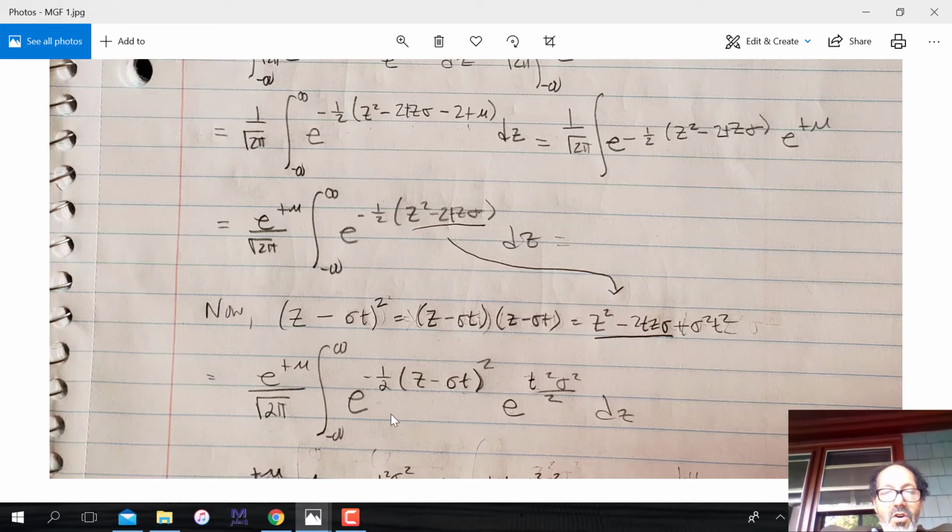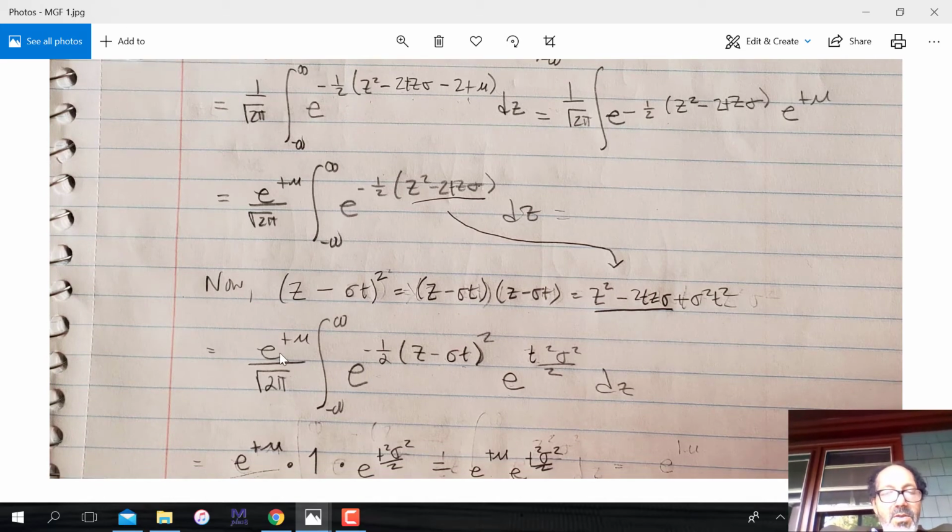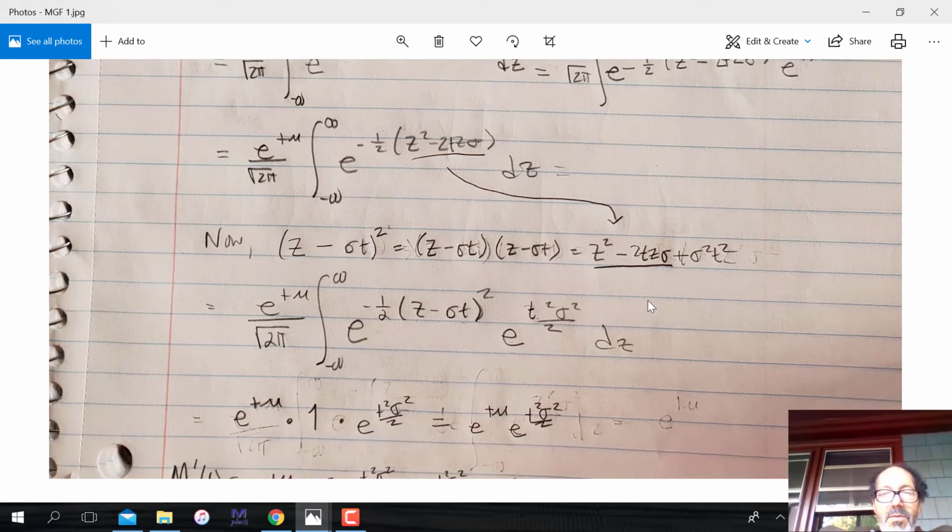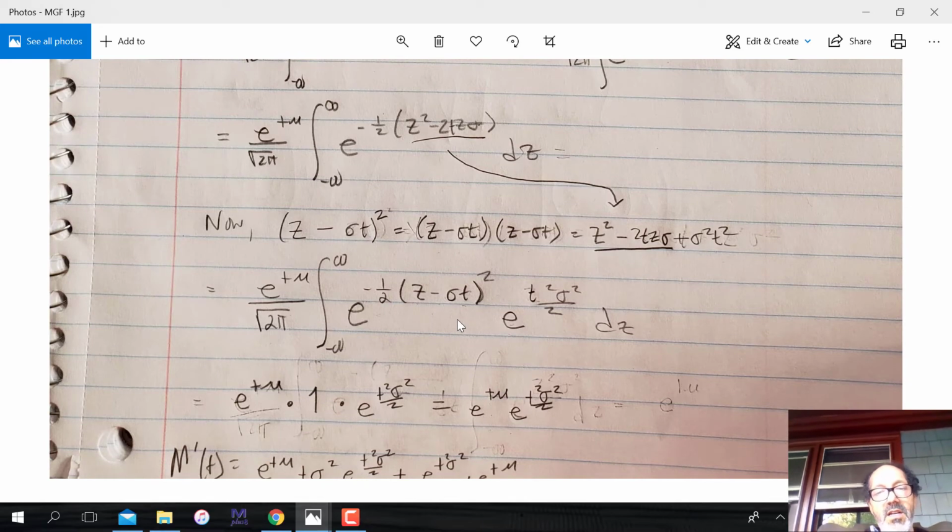So what we have left over is the following. We get e to the t mu divided by square root of 2 pi. So this is a constant times this integral. And we have z minus this constant again. So if we just forget about the e to the t mu, and move it out here, we get 1 over square root of 2 pi times e to the minus 1/2 z minus this constant. Basically, we already know that this is going to be the probability density function for the normal distribution.